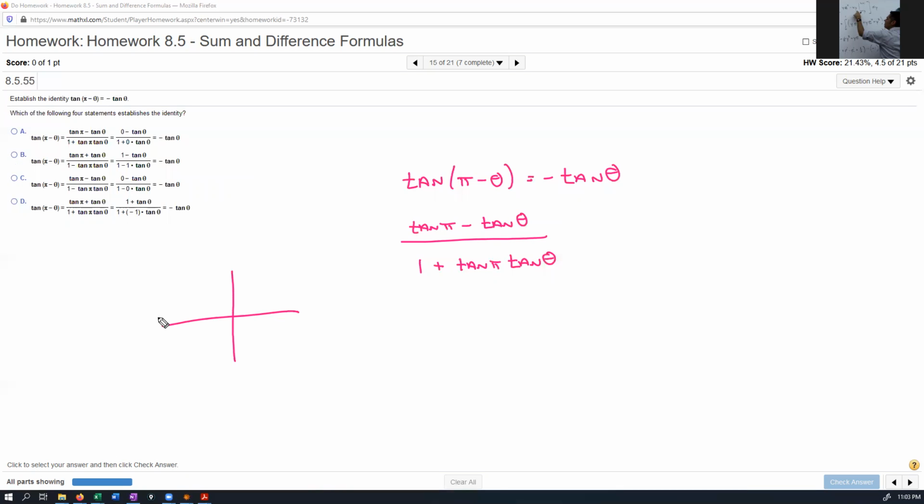And the thing is, when you're at pi, which is here, (-1, 0), tangent is the y-coordinate divided by the x-coordinate, which is just 0. So you know that this is 0, and this whole thing goes to 0. So you're left with on top 0 minus tangent, that's negative tangent theta, and then over just 1 plus 0, which is 1. So you wind up just getting negative tangent theta. So that's the identity.